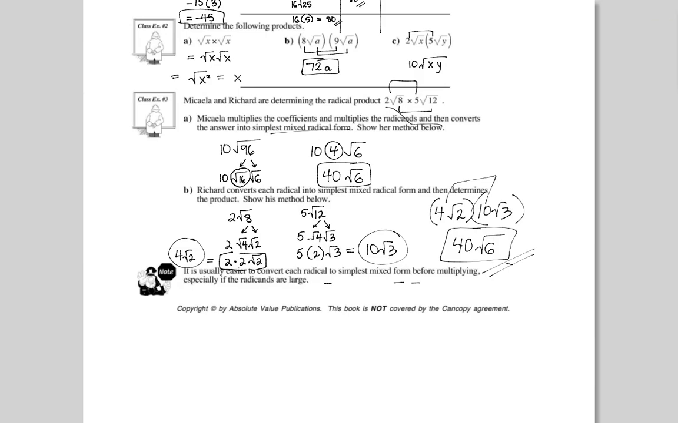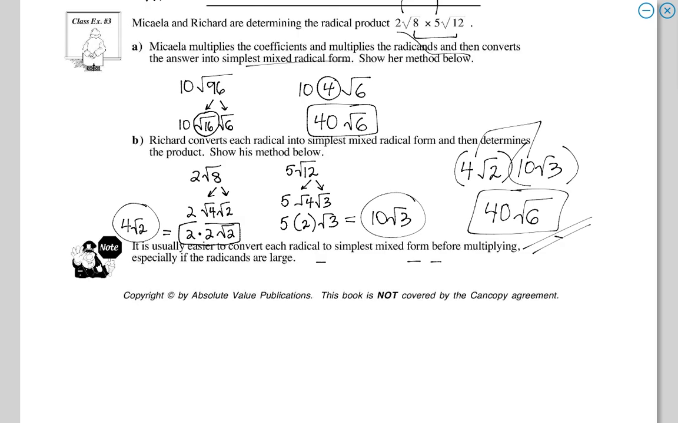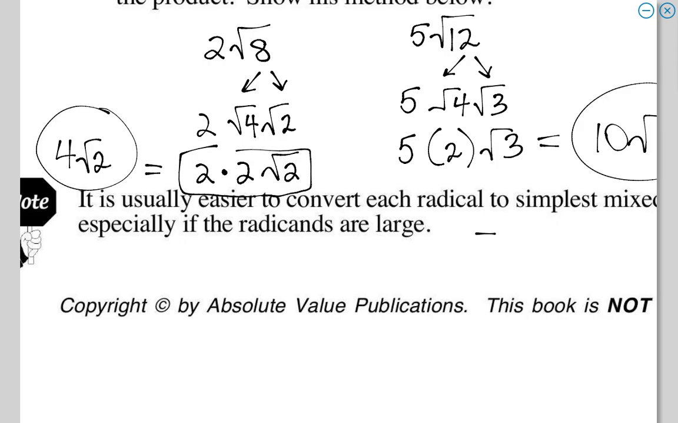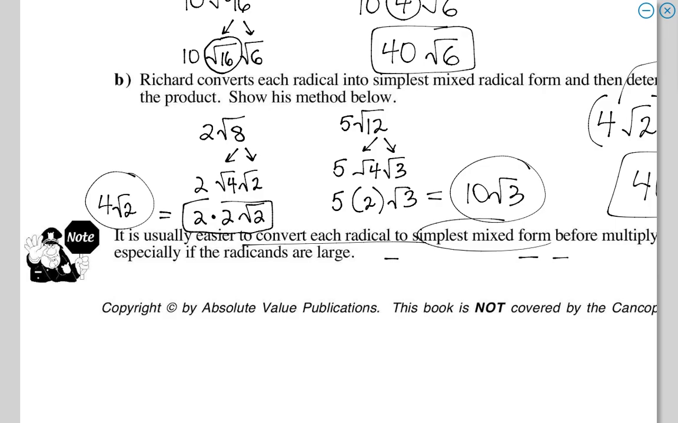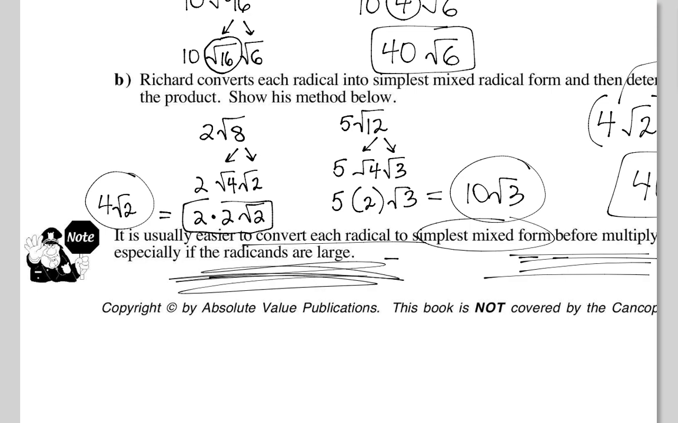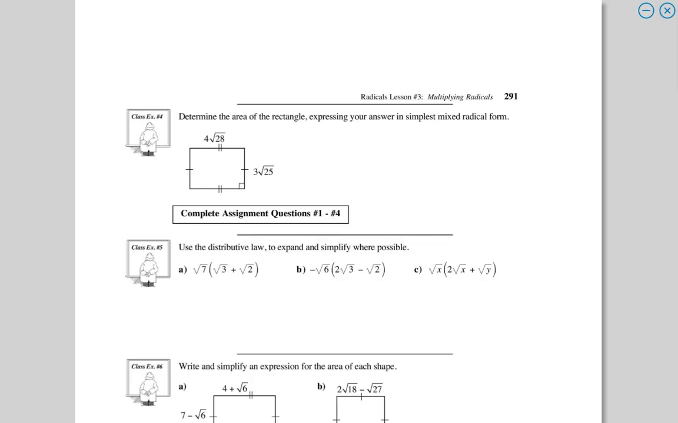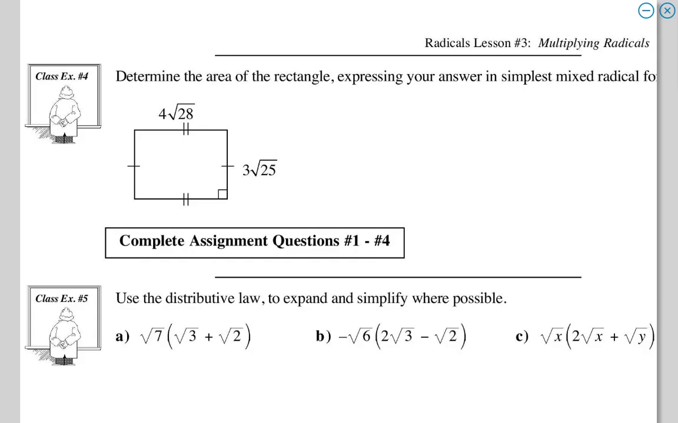They will both always work in all situations. Look what the stop note says. It's usually easier to convert to simplest mixed form before multiplying, especially if the radicands are large. Okay? This one's on your quiz today.